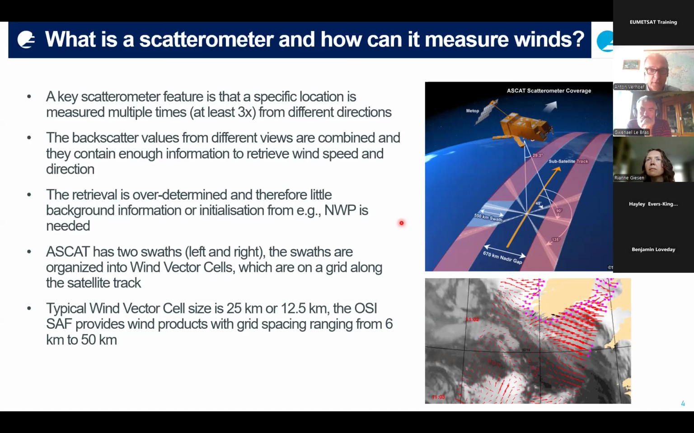So we hardly need any information from, for example, numerical weather prediction models or so. So the ASCAT has two swaths, one pointing at the right side of the satellite track and one at the left side of the satellite track. And these swaths are subdivided into wind vector cells, as we call them. They are typically 25 kilometer or 12.5 kilometer in size. And at the bottom, you can see an image south of Ireland with the individual wind vector cells in one of the two swaths of ASCAT.